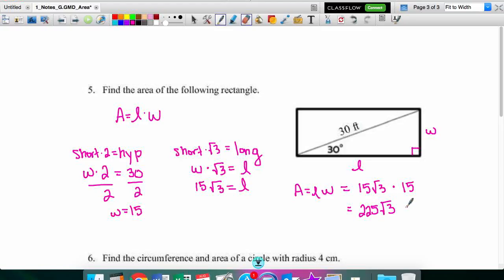Our unit will be feet squared, since it's an area. And there's our exact answer. You could also give the decimal equivalent if you multiply this all out, and that would be about 389.71. Again, feet squared. Either answer is acceptable.